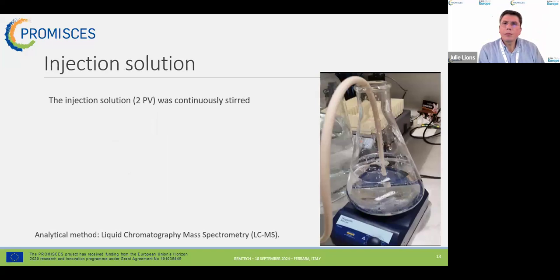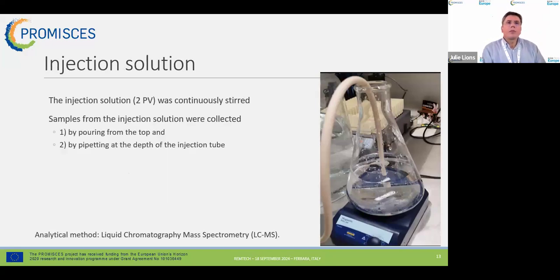The injection solution was 2 pore volumes in volume, and it was continuously stirred to get a homogeneous concentration distribution. Samples were then collected over the time of injection, either by pouring from the top or by using a pipette at the depth of the injection tube, which was at the bottom of the water column. 5 samples were taken during injection, and these samples were then measured with liquid chromatography.